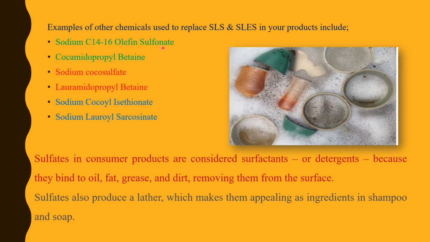Some examples of other chemicals used to replace SLS and SLES in your products include sodium C14-16 olefin sulfonate, cocamidopropyl betaine, sodium coco sulfate, lauramidopropyl betaine, sodium cocoyl isethionate, and sodium lauroyl sarcosinate. These are forms of sulfates which are always available in your products. If any product says it is SLS and SLES free, it does not mean that it does not contain any kind of sulfate. They do contain sulfates, but under different chemical names.